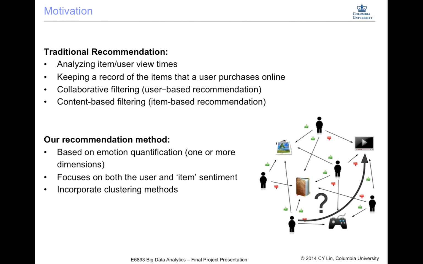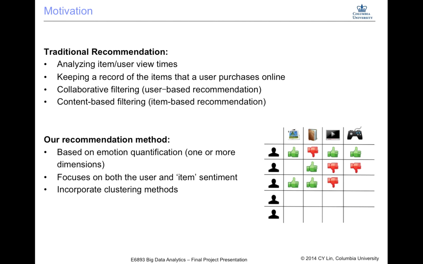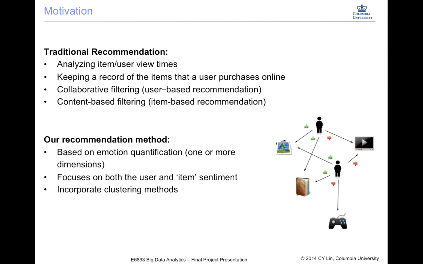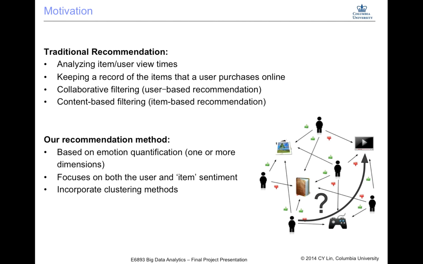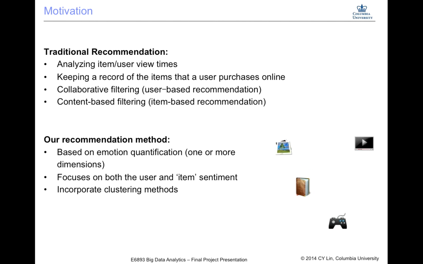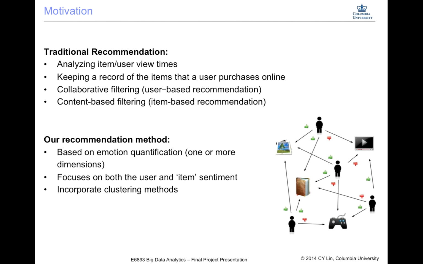For the traditional recommendation, there are several methods that are commonly used, such as analyzing the user or item view times, keeping a record of the items that the user purchases online, or using user or item-based recommendation. In our method, we propose an original recommendation method that is based on emotion quantification. This project focuses on both the users' and the items' sentiment, and we also incorporate clustering methods in our project.